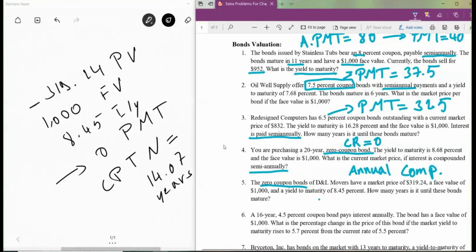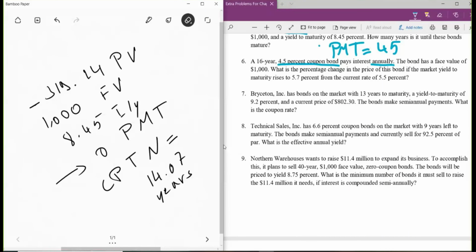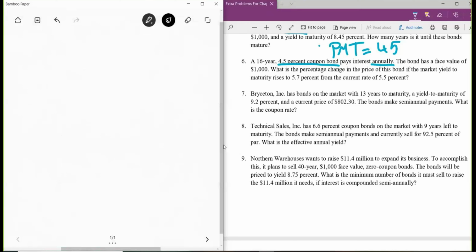Now for number 6, a 16-year, 4.5% coupon bond pays interest annually. So the payment is equal to $45. The face value 1,000. What's the percentage change in the bond price if the yield to maturity rises to 5.7% from the current rate of 5.5%?